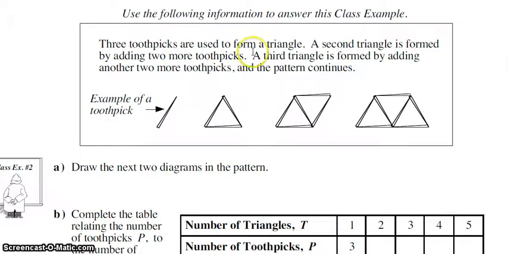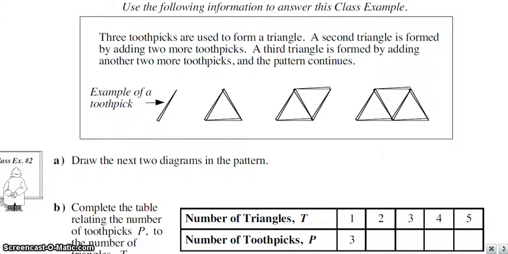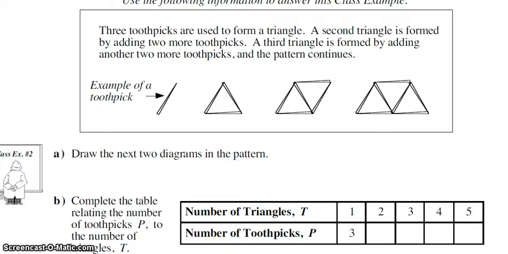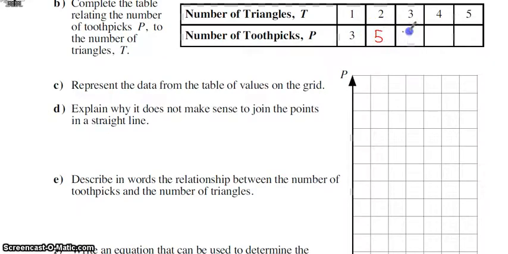Now first, the example here is using toothpicks to make triangles. To make one triangle, you need 3. To make 2 triangles, you just add 2 more and make another triangle. Then you add 2 more, you make 3 triangles. So to complete this table, you will write 5, 7, right? How about the fourth one? Looking at the pattern, you realize just adding 2 more toothpicks makes 1 more triangle. Adding another 2, you make a triangle.